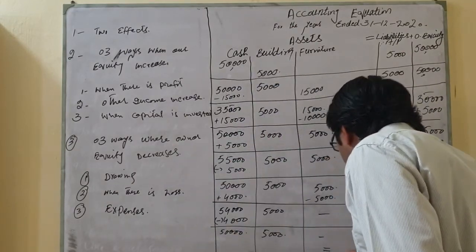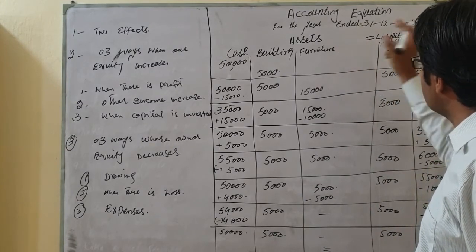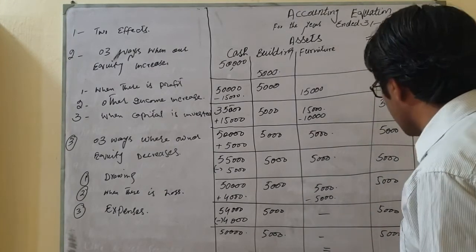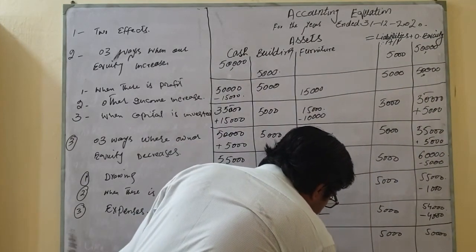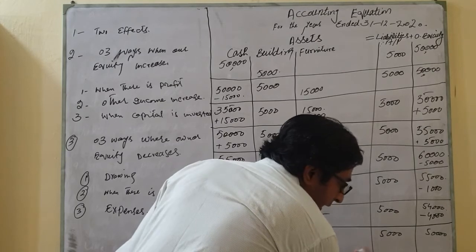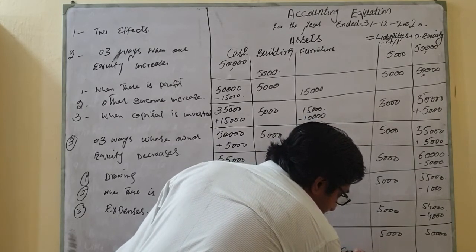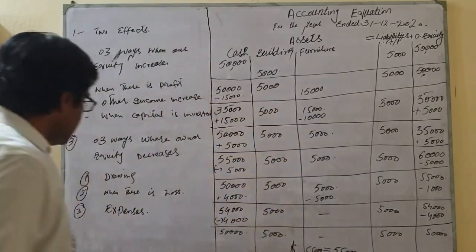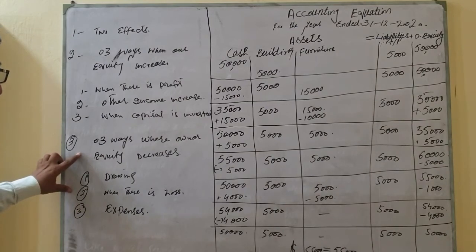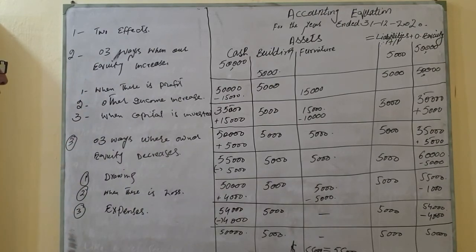Our assets and liabilities plus equity must be equal, as we have studied that assets are equal to liabilities plus owner equity. In this situation, we have total $55,000 and our liabilities plus equity are also $55,000. This is our answer. So these are the three cases where our owner equity will decrease, and the earlier are the three cases where our owner equity will increase.